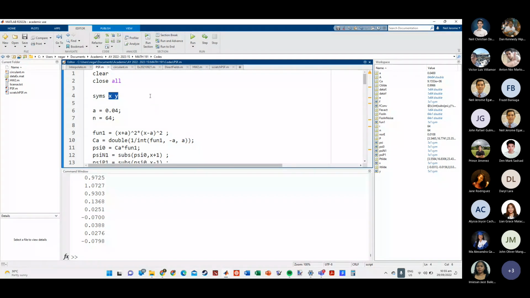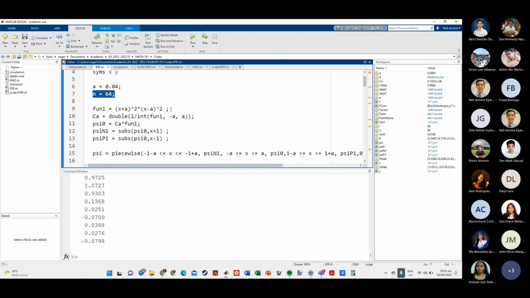Okay? And then sa line 6, dineclare ko lang yung specific value ni a na ginamit ko sa problem, 0.04. Sa line 7, tinawag kong N, yung number of data points na ginamit natin sa discretization. So we're using 64. Tapos sa line number 9, dinefine ko si function fun1. Ano yung definition ni fun1? Ito yung (x plus a) squared times (x minus a) squared.